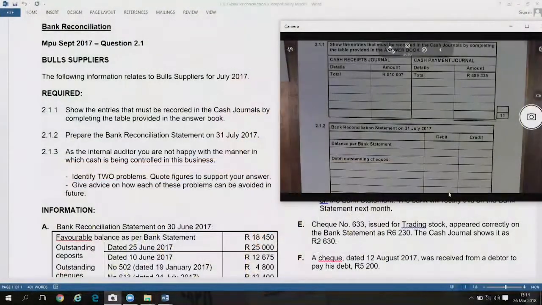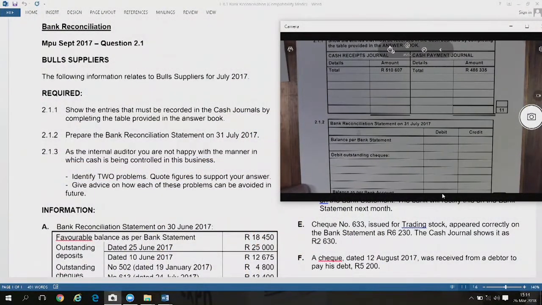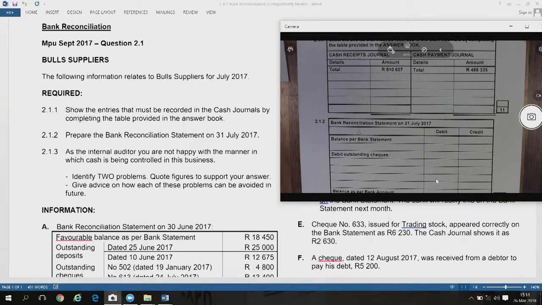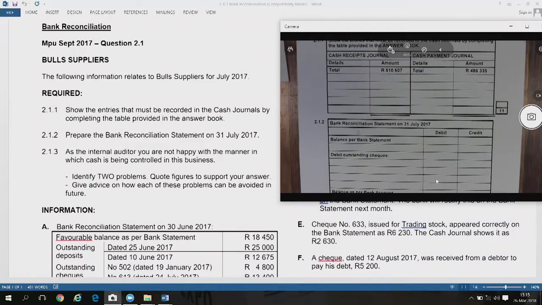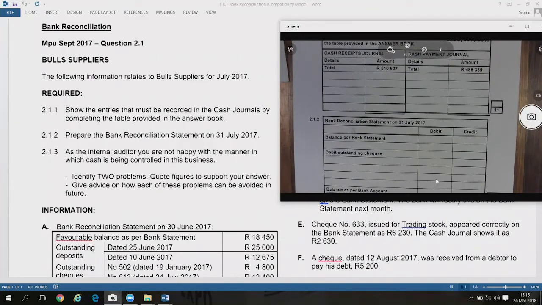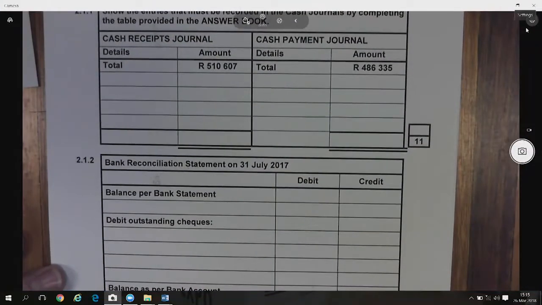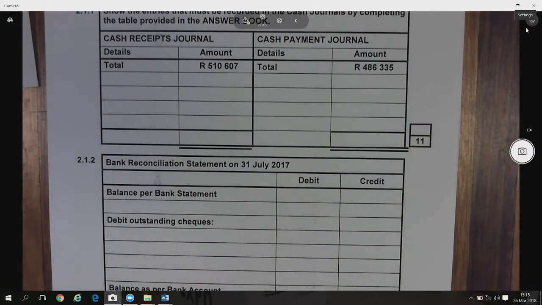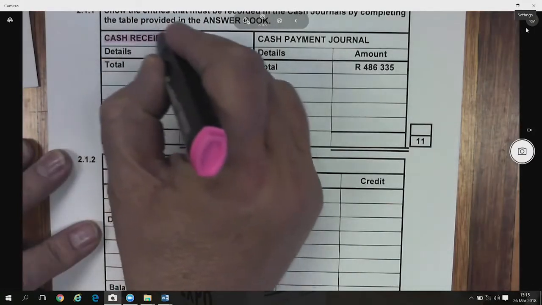I'm going to start with a bank reconciliation question from Mpumalanga, September 2017. It is the information related to Bull Suppliers. When we do bank recon, it's very, very important to know that they can ask you different things. They can ask you, like on this answering paper, you've got a CRJ and a CPJ. There's your CRJ and your CPJ.